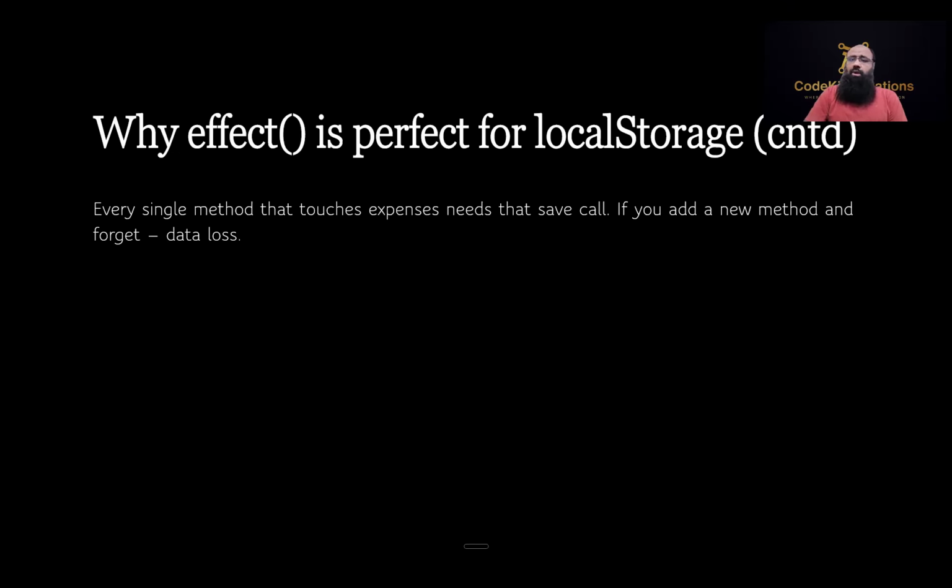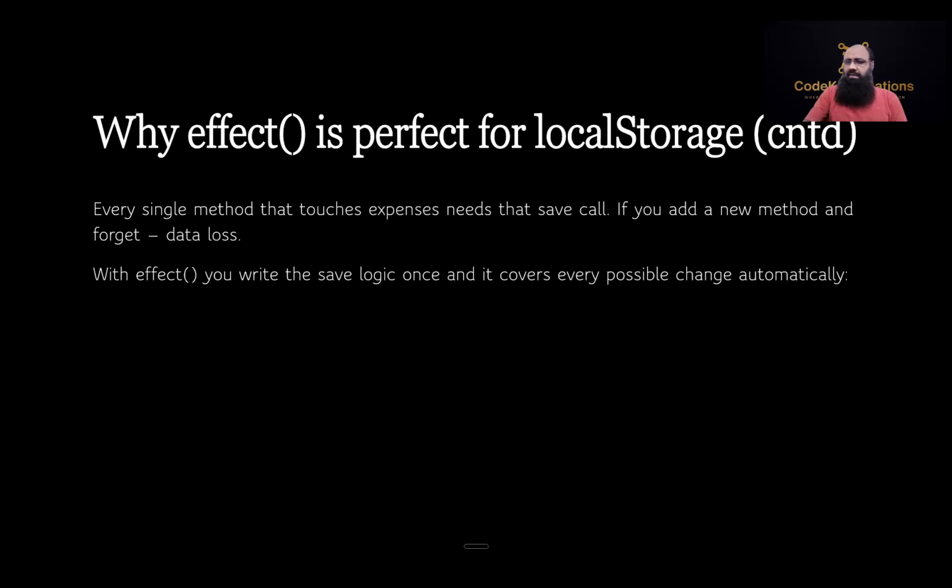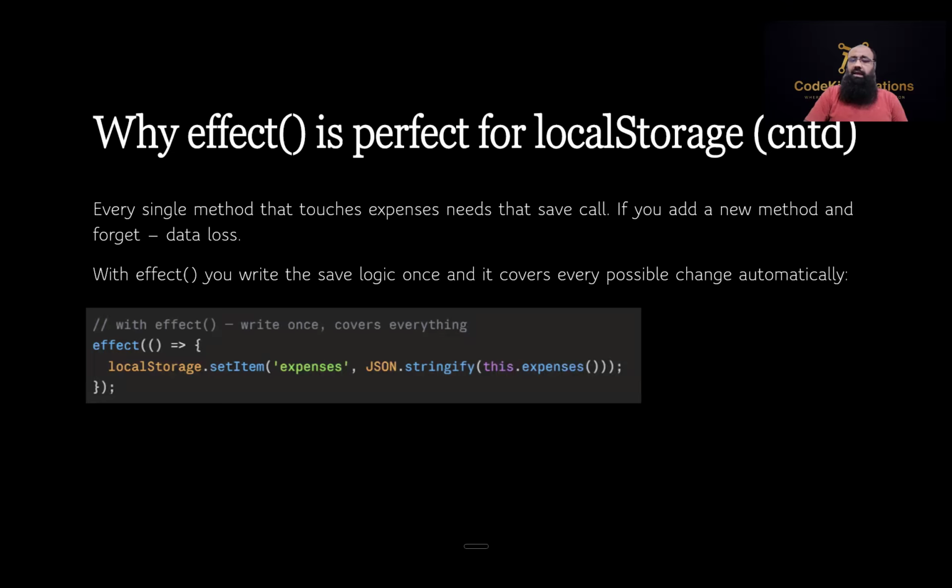But what is going to happen if we miss out in a single place? The data is going to get lost, or the data would be stale, not corrupted, because we might have updated certain things and you do not have the same value within the local storage. With this effect, it catches every possibility, because it's taking care of the expenses signal, and it's setting this expenses signal to the expenses key explicitly.